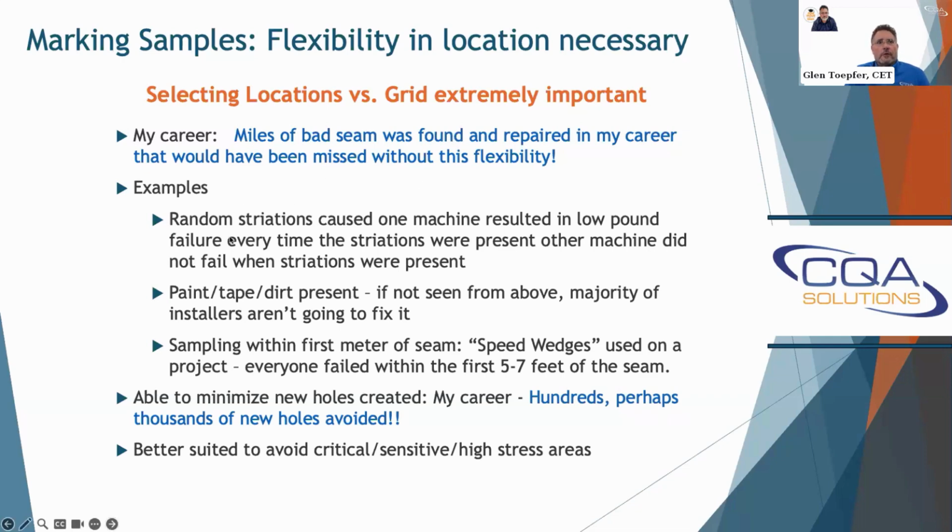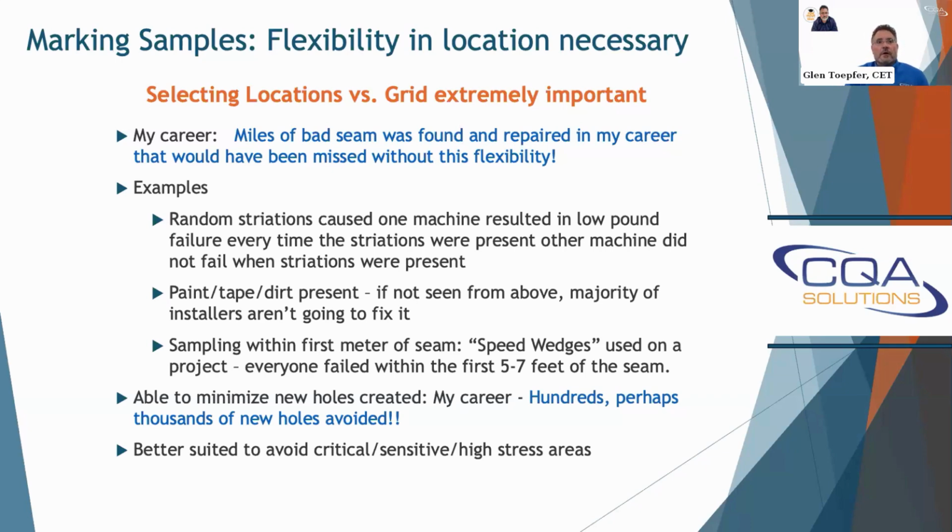And some of these examples are these random striations. This is a good example. We were working night shift, but I'd go out in the daylight before the shift started the next night and walk the seams and mark my samples so we could get them cut because it was better to see the seams in the daylight. And there were three machines out there, three wedge welding machines. Two of them caused striations randomly on the geomembrane, and I picked up on that. I caught it, and I took samples on them to see what they were. And on the one machine, it resulted in low pound failures.